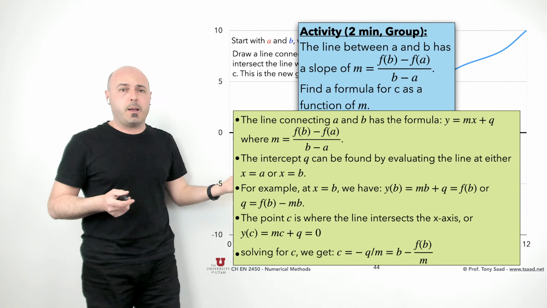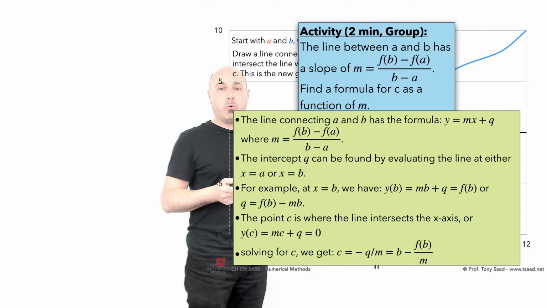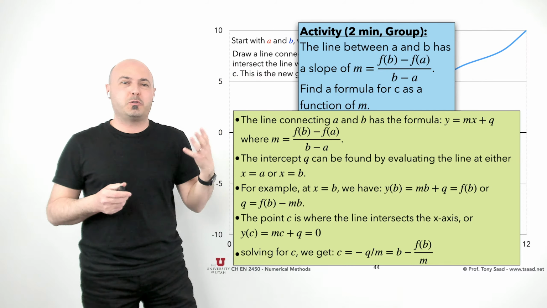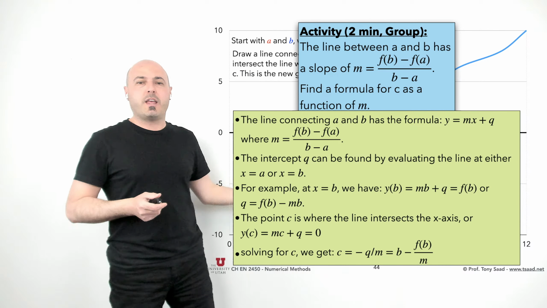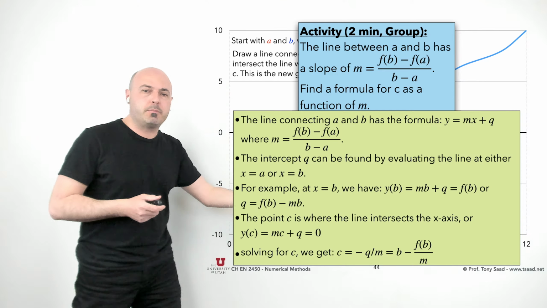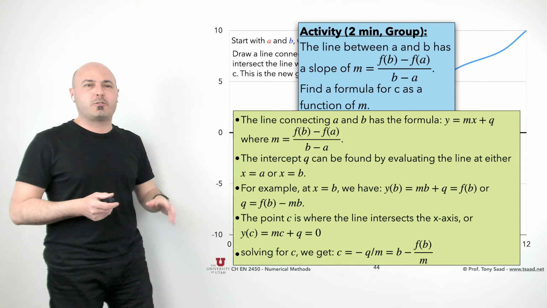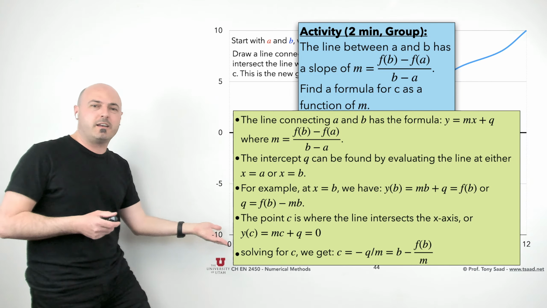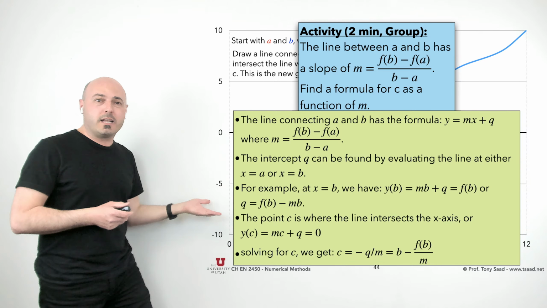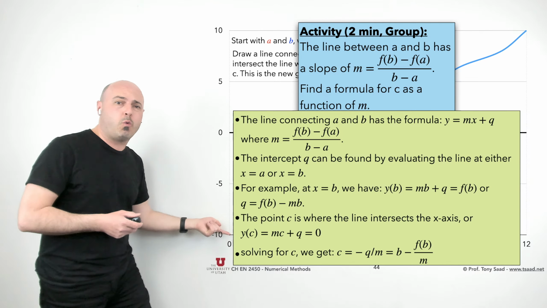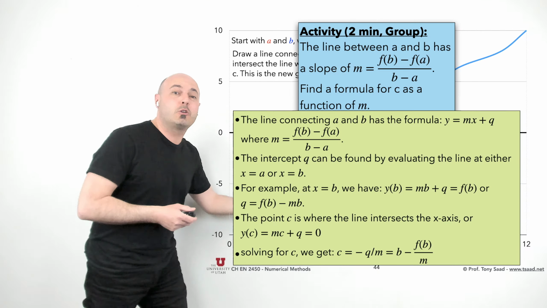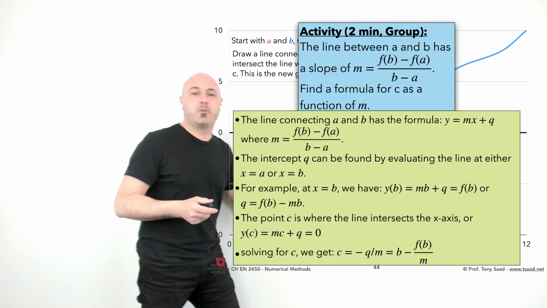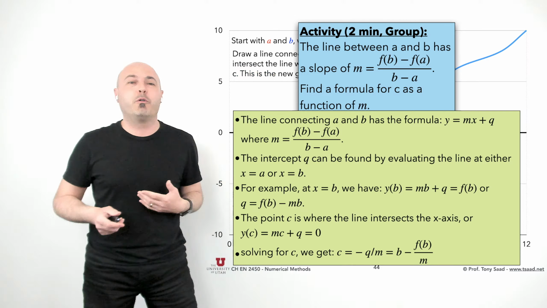If we choose b, for example, you would say y at b equals m times b plus q, which is equal to f of b, a value that we know because we know b and we know f. So that gives you q is f of b minus m times b. Now we know what q is and what m is. Simply solve for the straight line equal to 0, and that gives you c. At c, y of c is equal to mc plus q, which is equal to 0. Solving for c gives c equals minus q over m. In other words, that's b minus f of b over m.